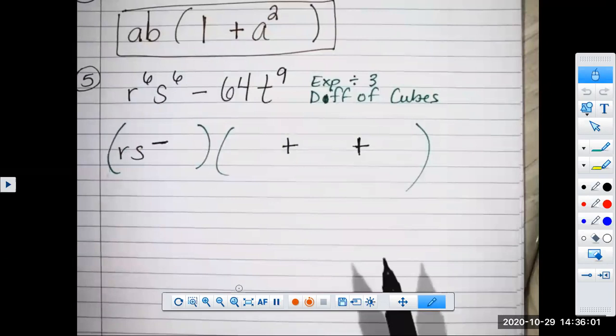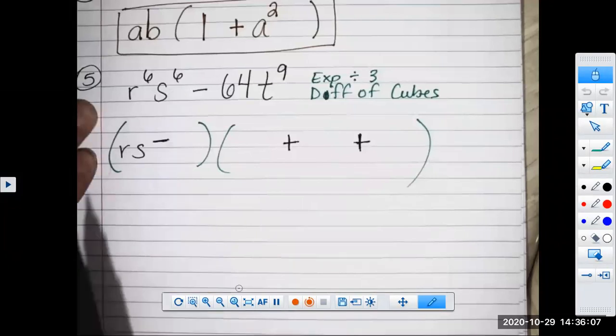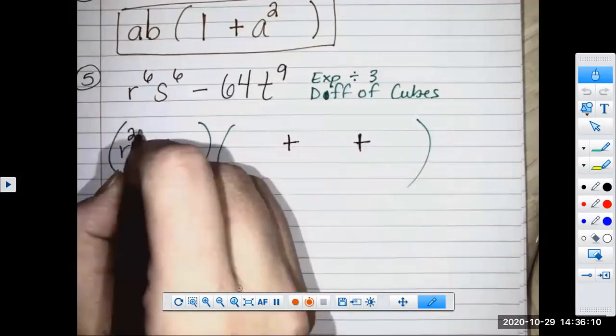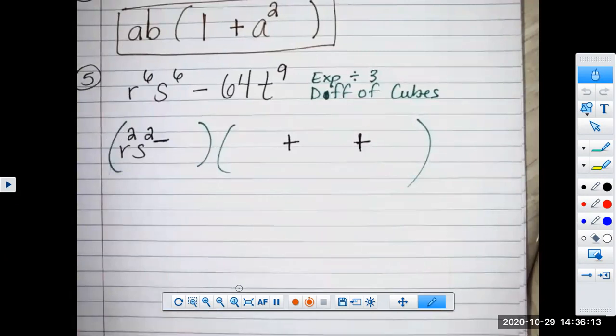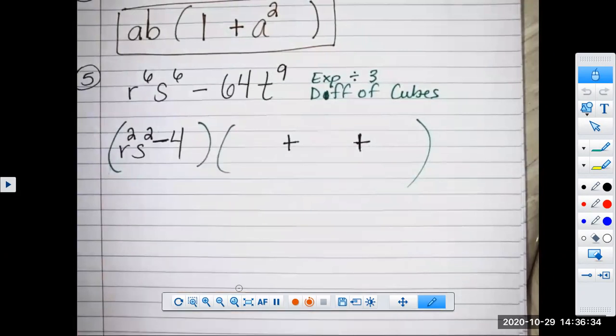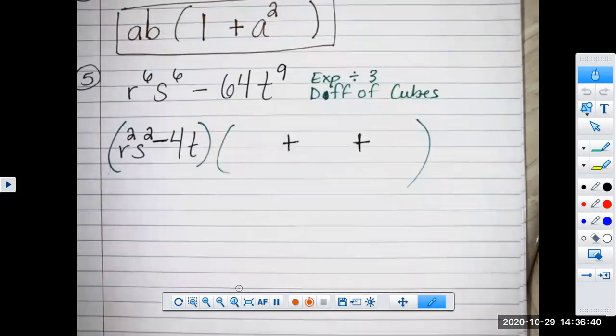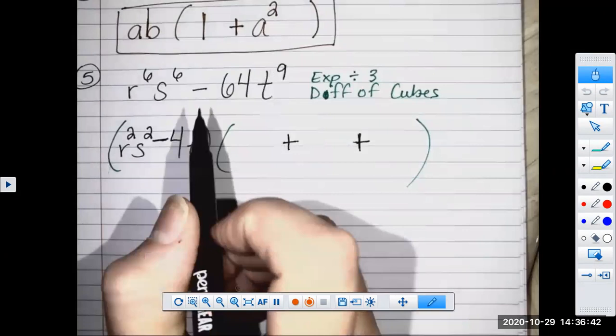Okay, I get my terms from taking the cube root of both of those, or in other words, dividing all your exponents by 3. So this gives me r squared, s squared. What's the cube root of 64? 4. Good. Be very careful. I'll have a lot of students get mixed up and say, oh, that's 8. Taking the cube root of it. So I get t to the what? Divide that exponent by 3, so you get t to the 3rd.